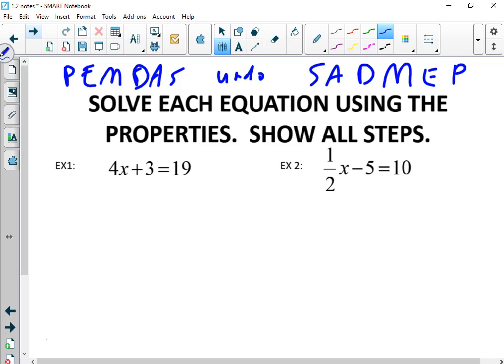So again, find your x. It's right there. You can underline it or circle it. Now ask yourself, what's happening to it? It's being multiplied by 4 and increased by 3. So we got to do two things, right? We got to divide by 4 and subtract 3. But we got to go backwards.